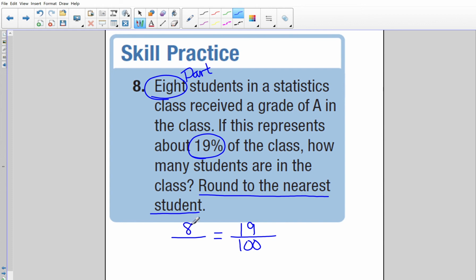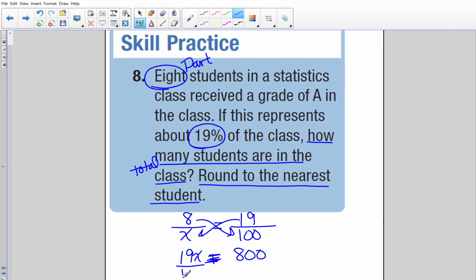So we're going to put our 8 over x because we don't know how many students are in the class. So it's like how many students are in the class, right? That's the total. So that's why we're putting an x in the bottom. So we have 8 times 100, which is 800, and then 19 times x, so we have 19x. Should be an equal sign right there. Okay, so we'll solve by dividing by 19.